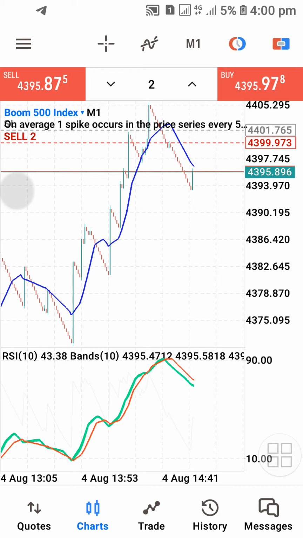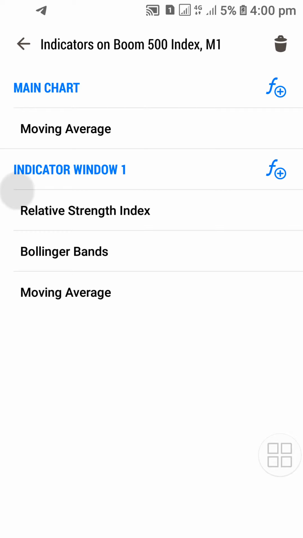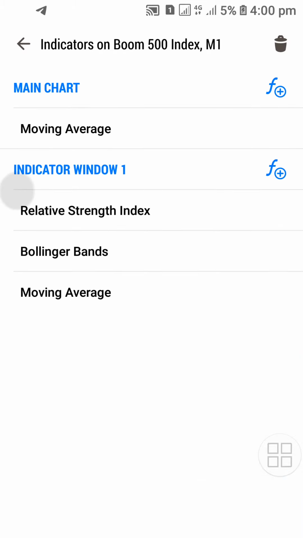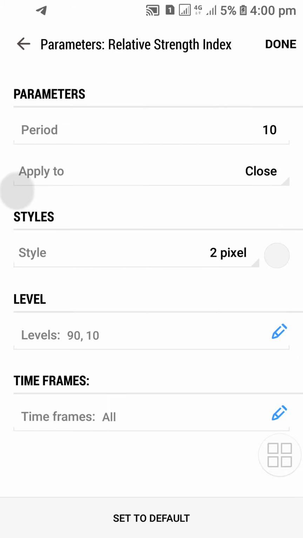So right now, let me quickly show all the settings we are using so I can close out this video and close out my market. The first indicator we are using is the moving average, which goes to the main chart. These are the parameters we are using, the information you're seeing on my screen. Take a screenshot of this information and make use of it. Follow everything you're seeing here. Join us and make money.